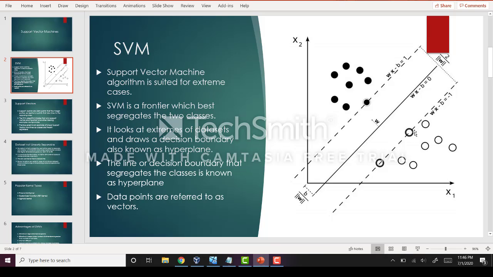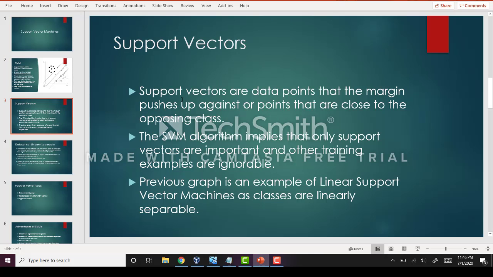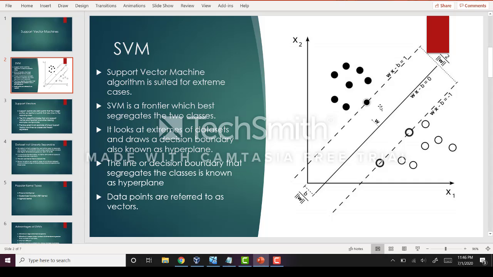And all of the points here are known as support vectors. The points that are part of this hyperplane are known as data points. These data points are known as vectors. The support vectors are data points that the margin pushes up against, or points that are close to the opposing class. So these points specifically are the support vectors.